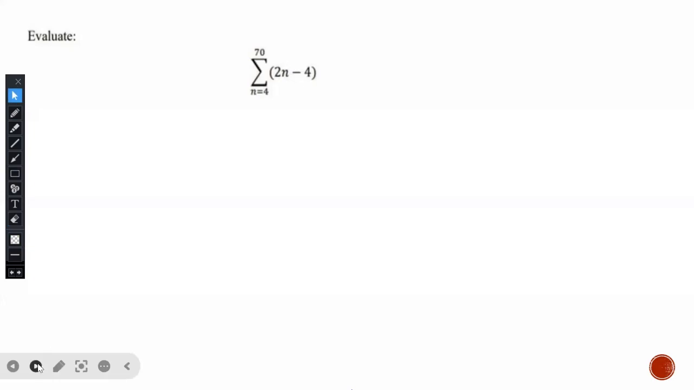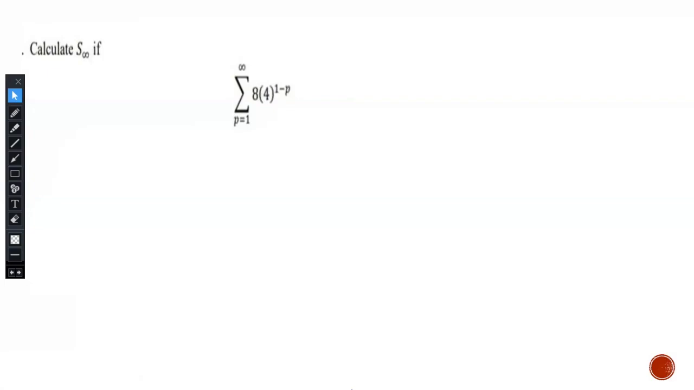Now, calculate the sum to infinity, right? So I've been waiting for this question. Now, how do you know that you must calculate the sum to infinity? At times you won't be told. They will just say evaluate from this point, right?